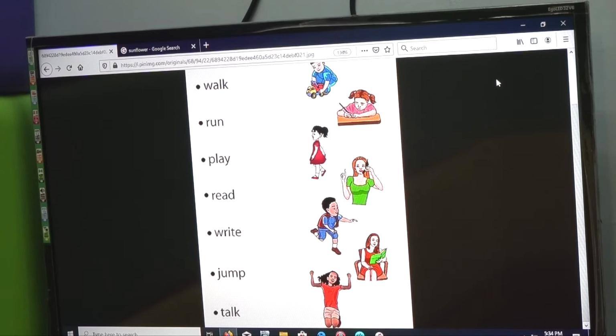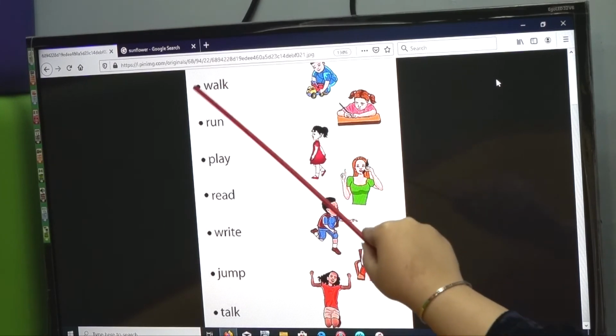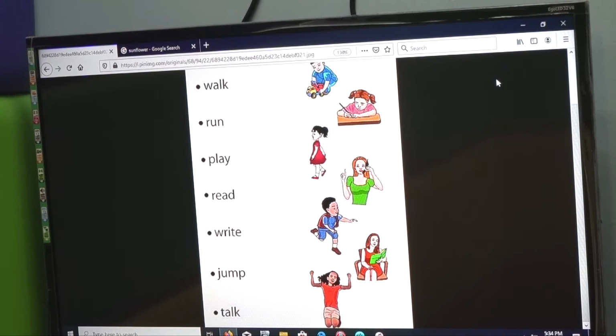Which picture is suitable for walk? Which one is it? Is it this one? No. Is it this one? No. That should be this one? No. Which picture is it, sorry? That should be this one, alright? Walk. The action verb is called walk. Okay? Walk.